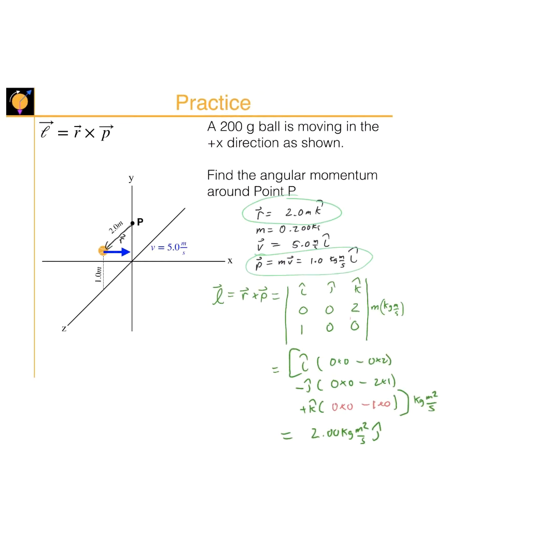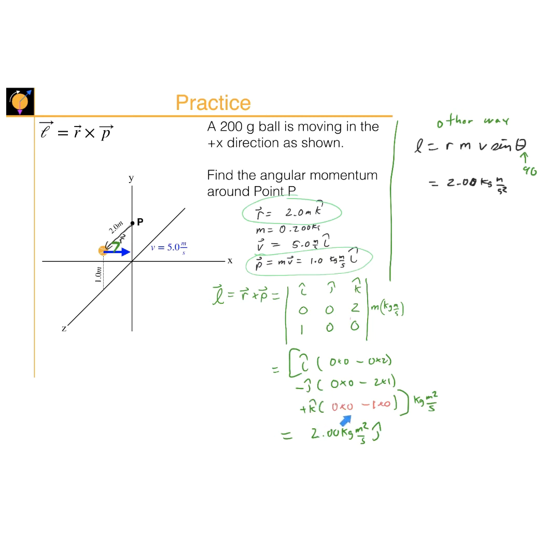I just want to show you an alternate way to do it real quick. The other way of doing this that gets you the same answer is, let's just do it in terms of the magnitude. So L, the magnitude of L, is R times M times V times the sine of the angle between R and V. And if you look over at the diagram, the angle between R and V is 90 degrees, right? So the sine of 90 degrees just gives you 1. So when I plug in R, M, and V, I get 2.00 kilograms meters squared per second. So it gives you the magnitude.